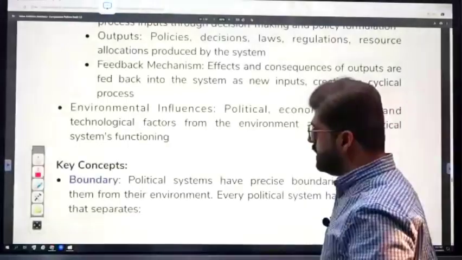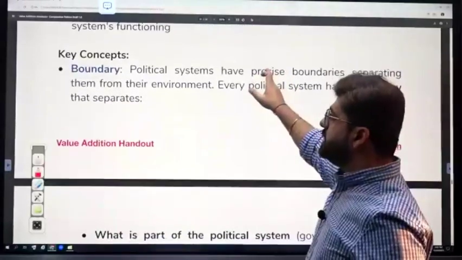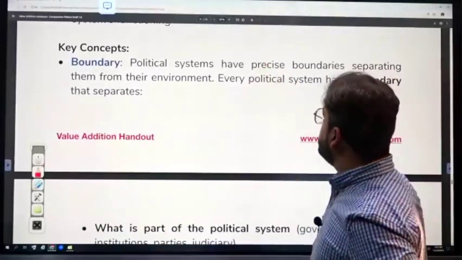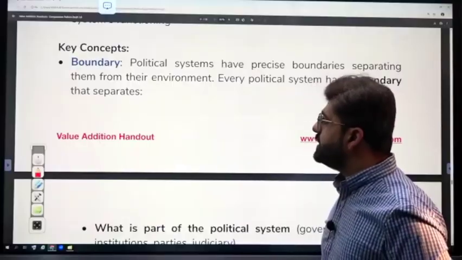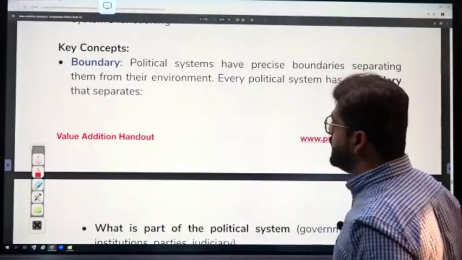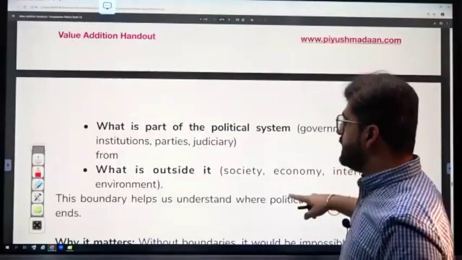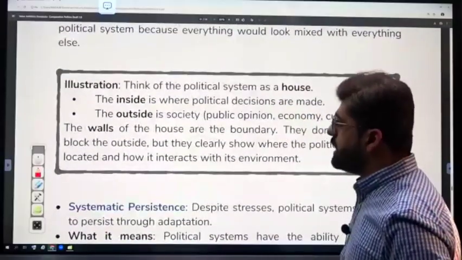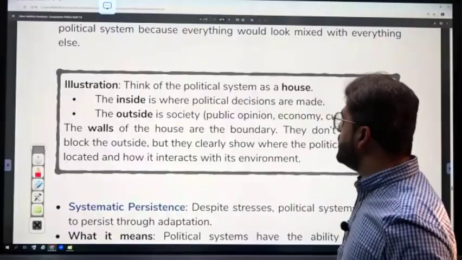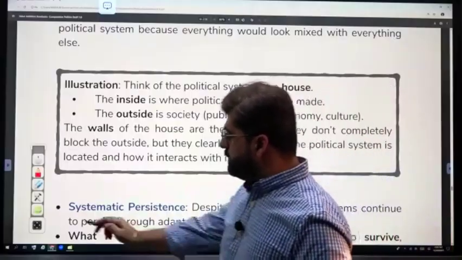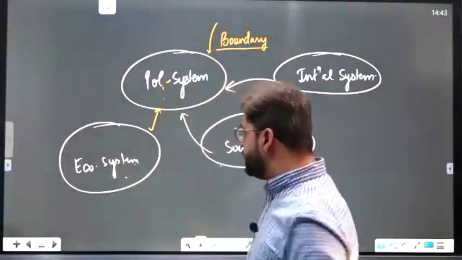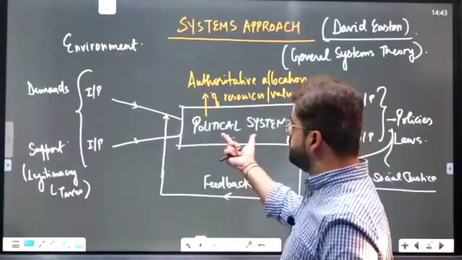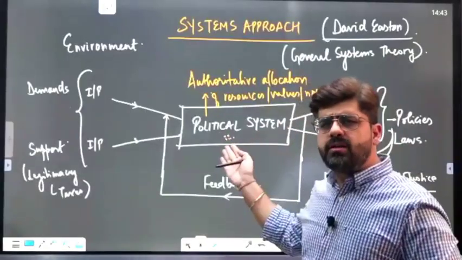Okay. Now we come to the main concepts. First is the concept of boundary. I already explained to you. Political systems have precise boundaries which separate them from their environment. Every political system has a boundary that separates it. For example, think of the political system as a house. The inside is where the political decisions are made. Where are all the political decisions made? All political decisions are made in the political system. We call the political system the state.